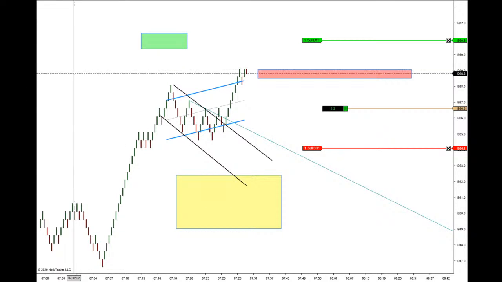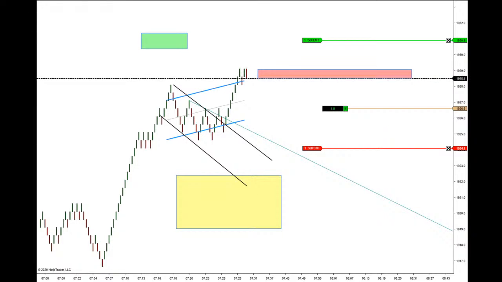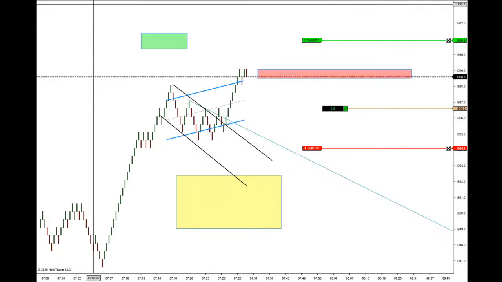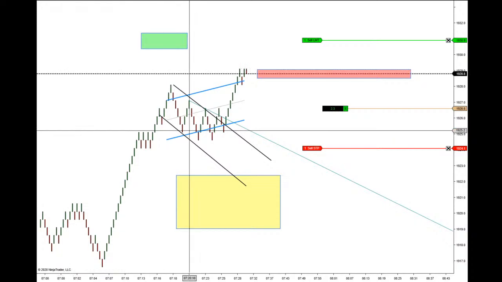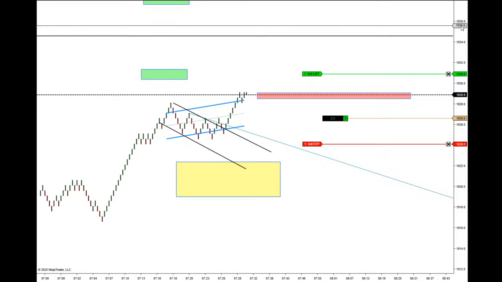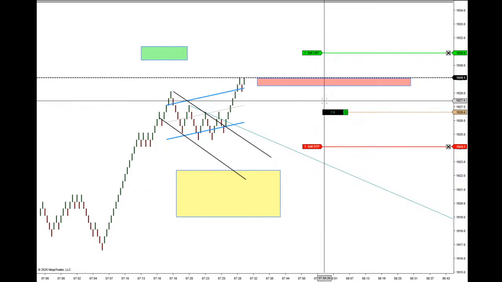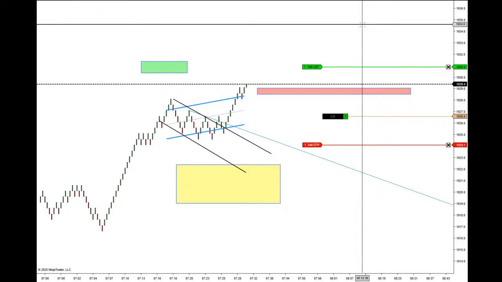I need to draw a line. Where's my line? I'm gonna draw a line where, oop, that's not gonna work. Horizontal. I need a horizontal line. I'm going to draw a black line, and that is where the previous close was. Right up there. So it could be a target for the closing of our gap. All right, keep going, keep going.